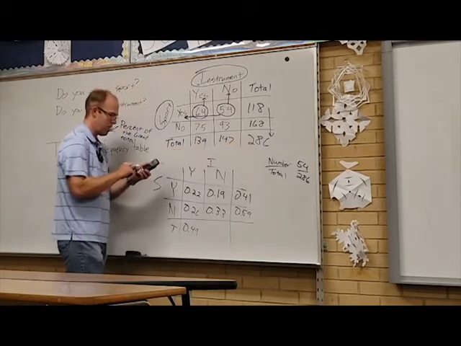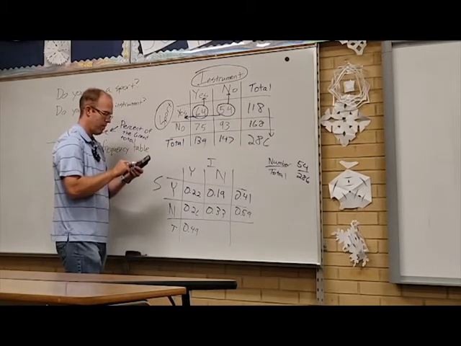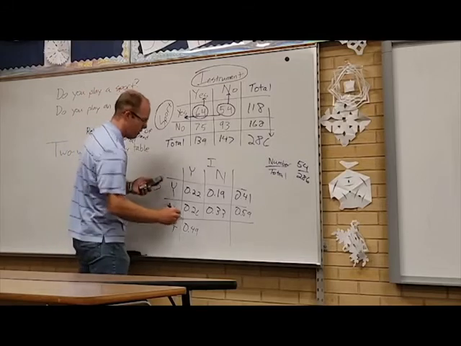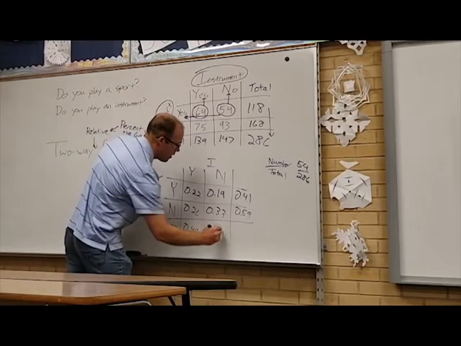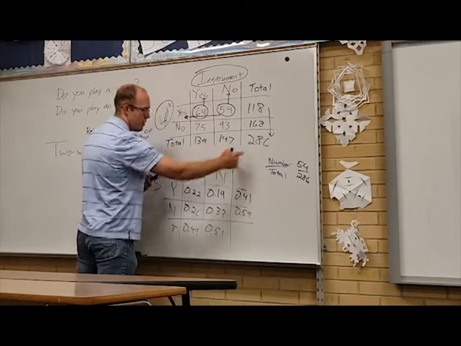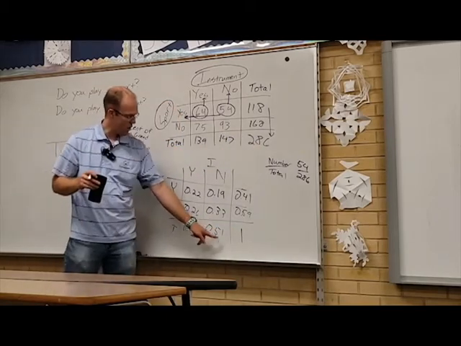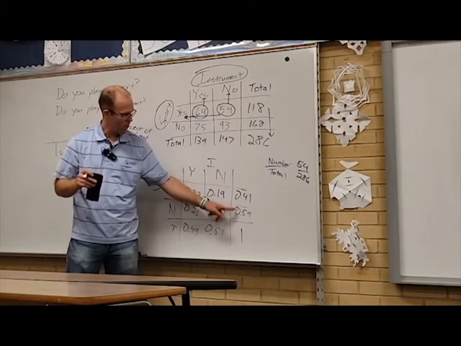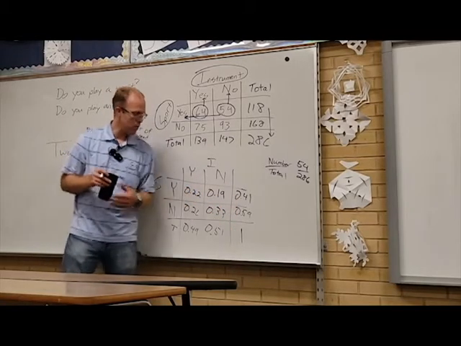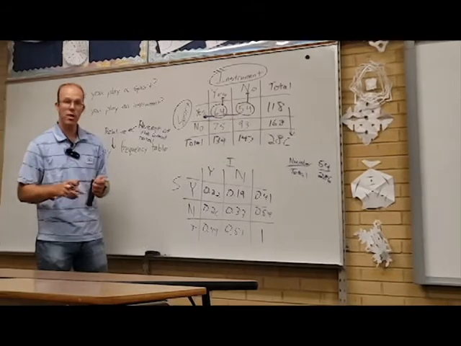147 divided by 286 gives us 0.51. And 286 divided by 286 gives us 1. Each of these, 0.49 and 0.51, should add up to 1. And 0.41 and 0.59 should add up to 1 as well. So again, we can double check our numbers that way.